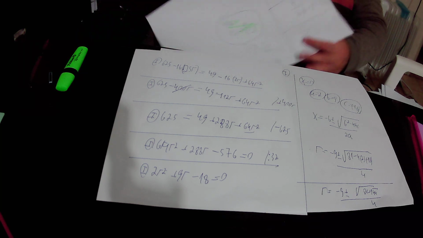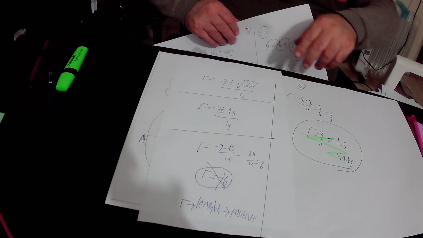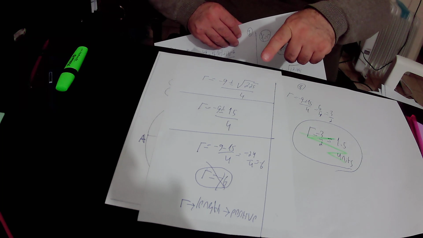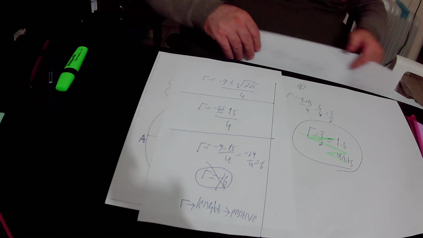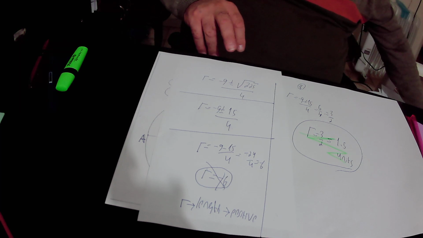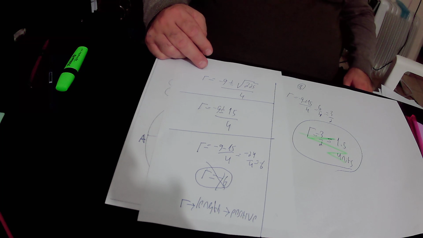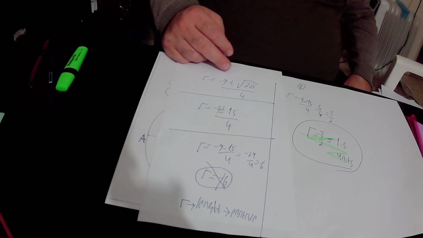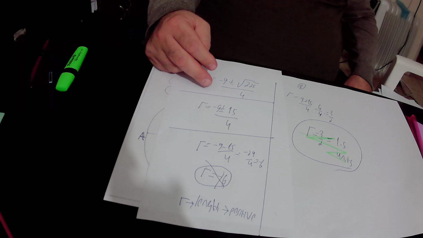So here 81 plus 144 is 225, so inside the root we are left only with 225. So in conclusion, we found out that the radius of the small circle, small r, equals minus 9 plus minus the square root of 225 over 4. The square root of 225 is 15, so r equals minus 9 plus minus 15 over 4.